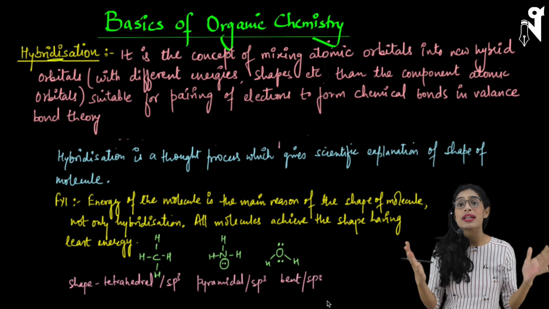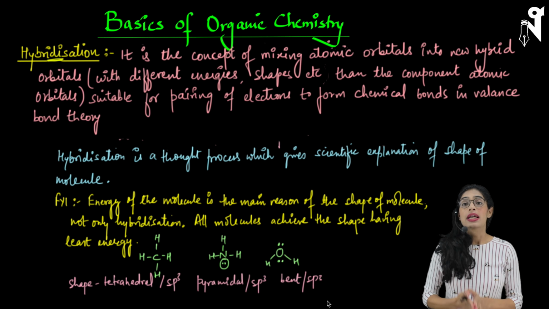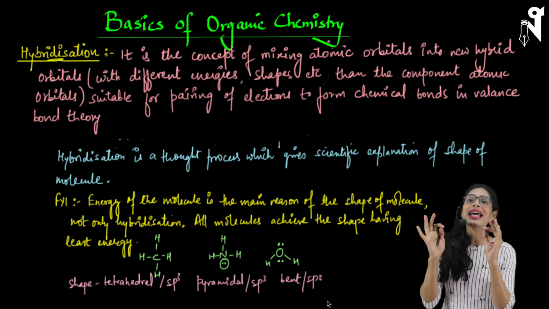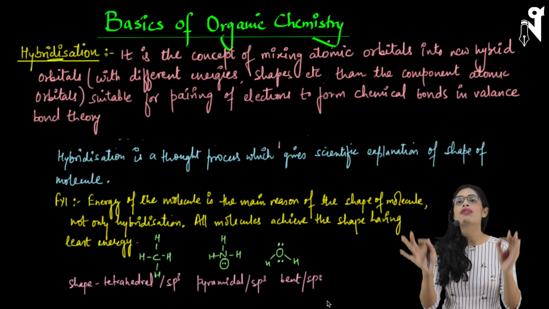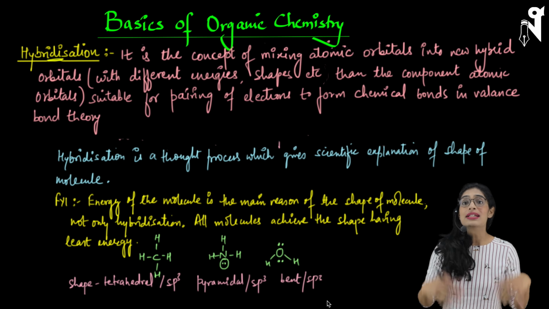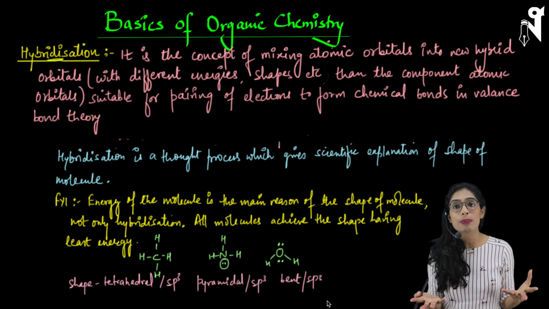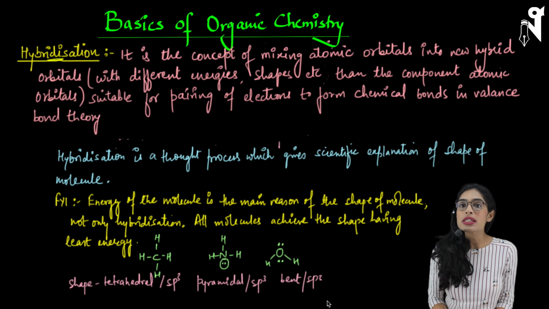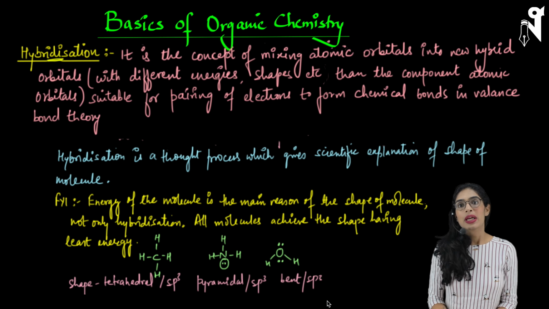So basically, hybridization is nothing else but a thought process. It's just a thought process which gives us a scientific explanation of the shape of a molecule. But is it entirely true? Is it just hybridization which is causing the shape of the molecule? Let me tell you, no, it is not.